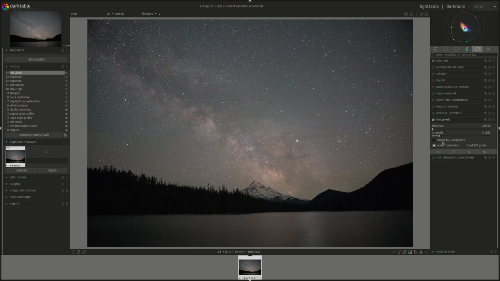Next, we have the detect by three neighbors, which would make the module more sensitive to hot pixels, because instead of comparing each pixel to four of its neighbors, as the default is, it will compare it to three, which means that you'll find more hot pixels in the image. And the last one is Mark Fixed Pixels, which we've already discussed. It will show you how many pixels were fixed, and it will actually put a line on them on the photo.